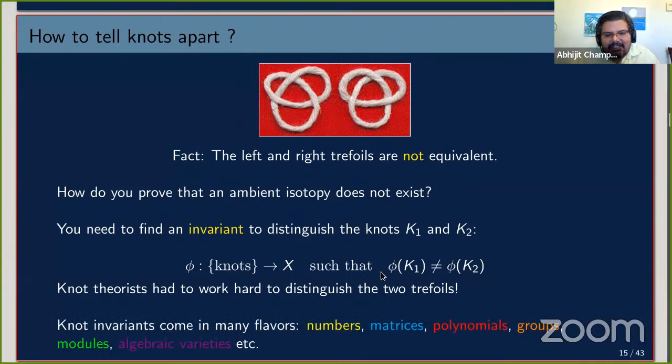What is this X? Well, it comes in many, many different flavors. So a knot invariant can be a number, or it can be a matrix, or it can be a polynomial of one variable, polynomial of many variables. It can be a group, it can be a module, it can be an algebraic variety. So it has many different flavors depending on what perspective you are taking. So that is the concept of a knot invariant. So we have to construct knot invariants.